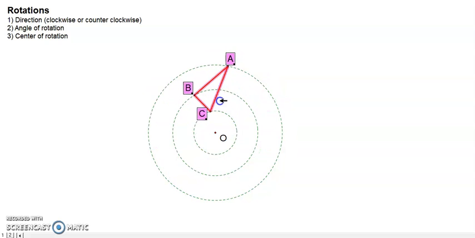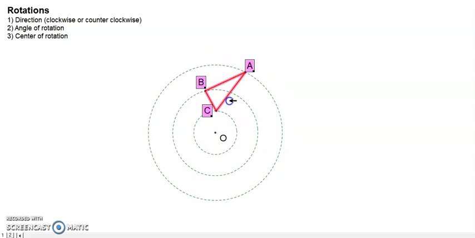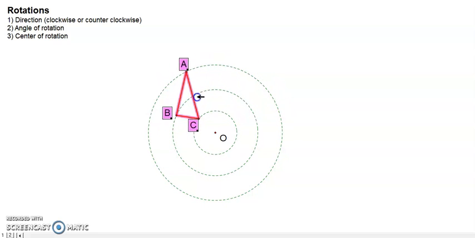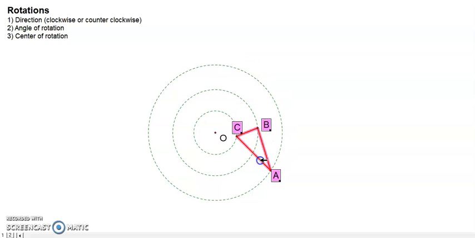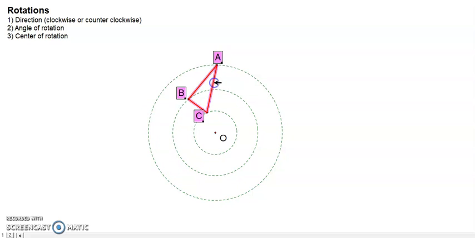Each point moves around the circle. So there's the direction, this way or that way. The angle: do I go clockwise a little bit, halfway around, three quarters, the whole way around? And then the center of rotation, that's important too.